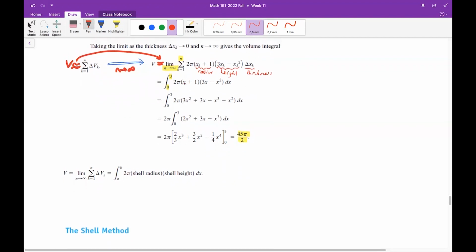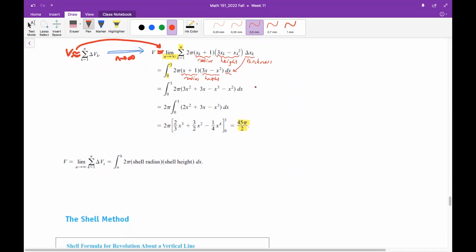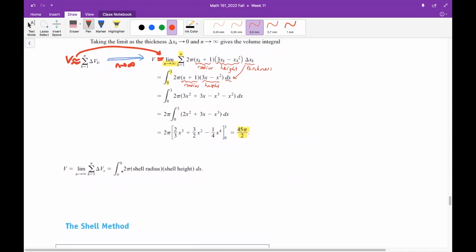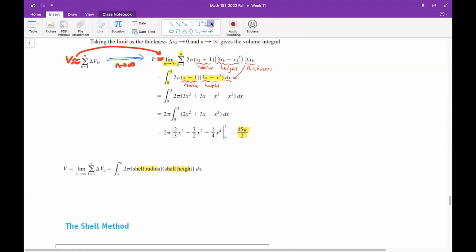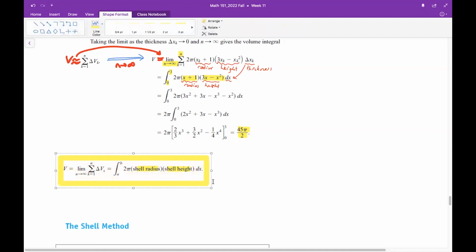And so in the integral, you see them again. This is the radius, this part is the height, and the dx corresponds to the thickness part. So the formula inside your definite integral goes like 2 pi times the shell radius times the shell height. This is how you obtain the volume formula for the solid object if you use the cylindrical shells technique. So this is the important volume formula for us.